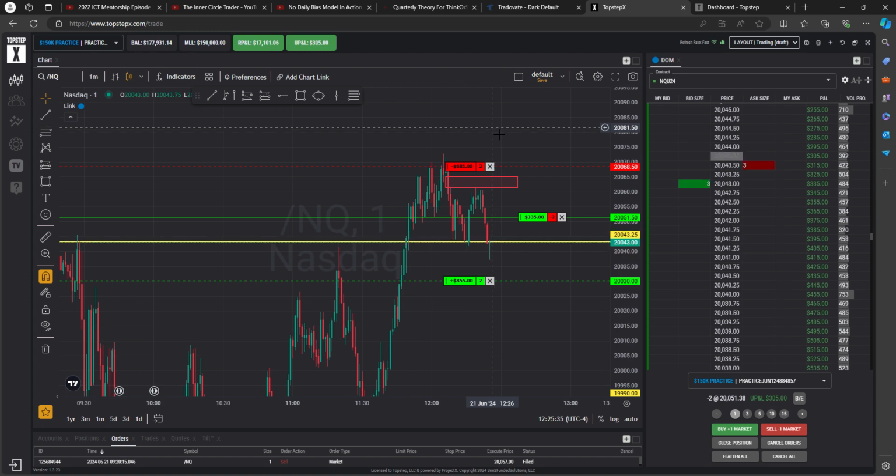So we're currently doing a short trade right now. Let me go ahead and break it down for you guys. So first, our time window was 11:45 to 12:45, or 12:15, I mean.